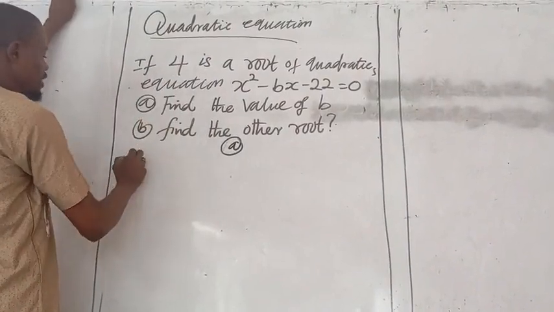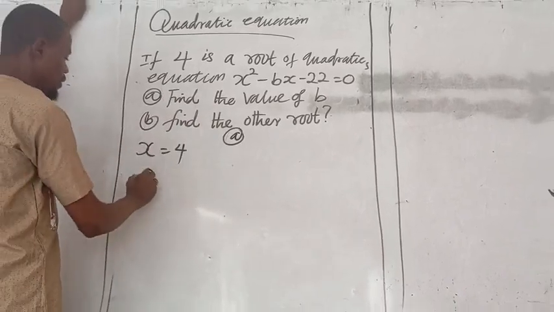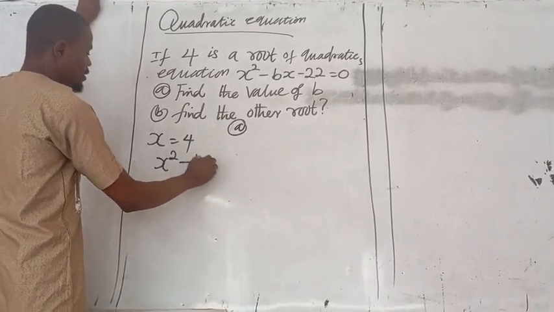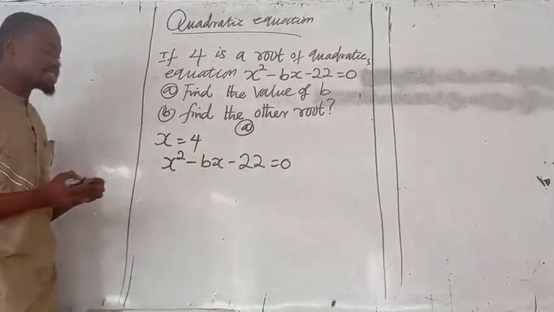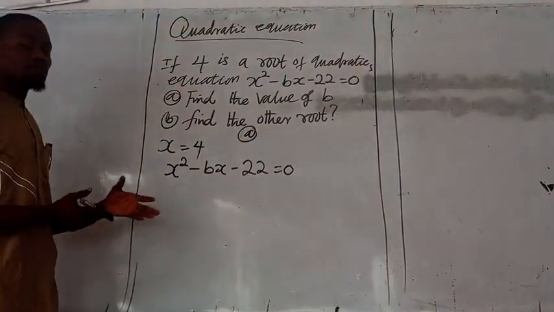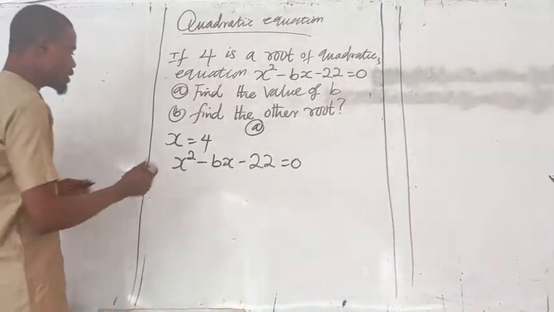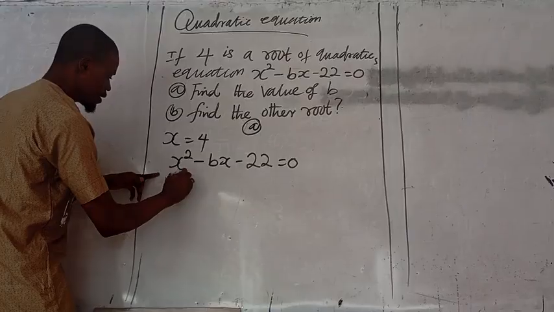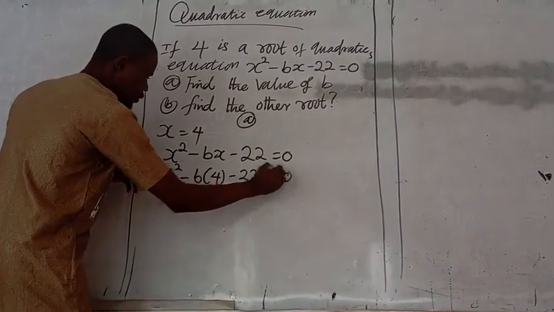For (a), the first root is given, which is s is equal to 4. The first root of the quadratic equation s squared minus bs minus 22 is equal to 0. The first thing you should do is, since they say s equals 4, for you to find the letter b, you have to substitute the value of s into this equation, which means s is now 4 squared minus b times 4 minus 22 is equal to 0.